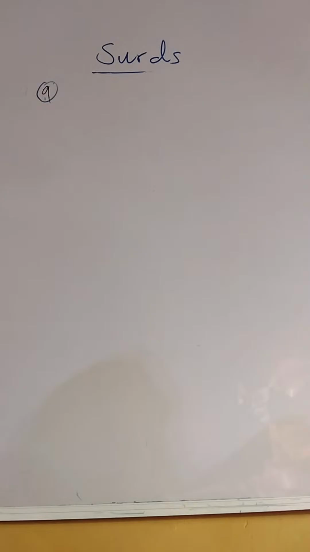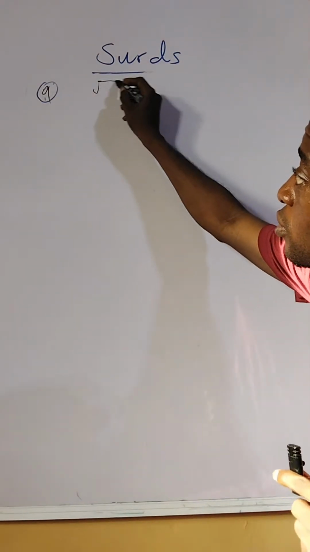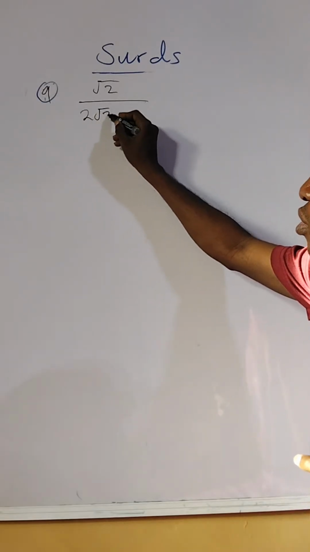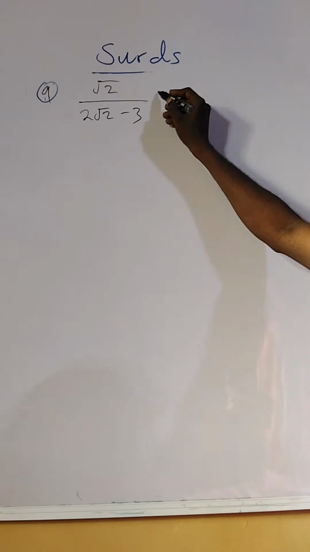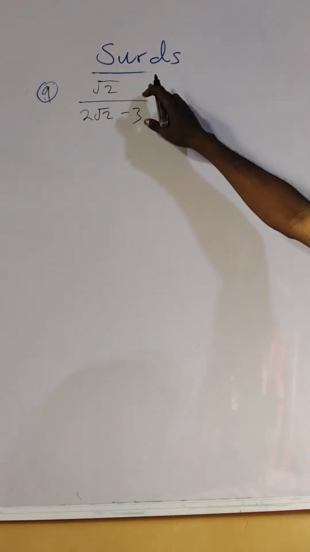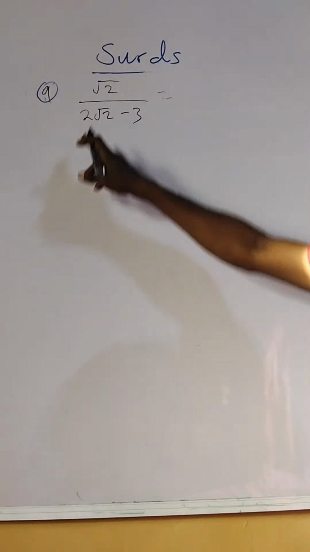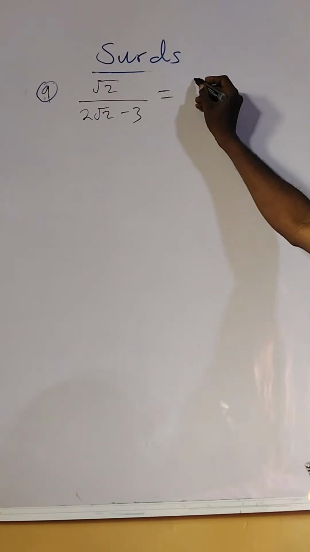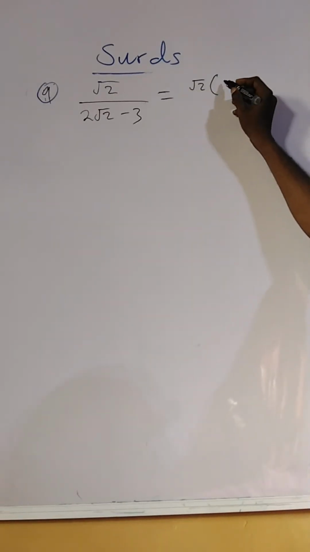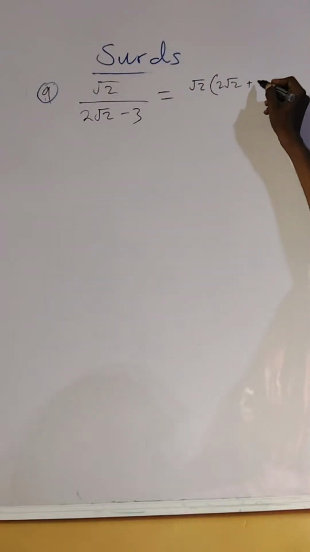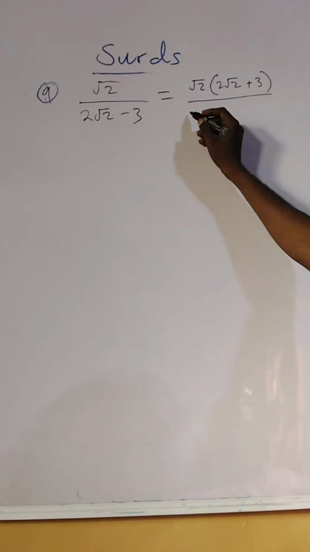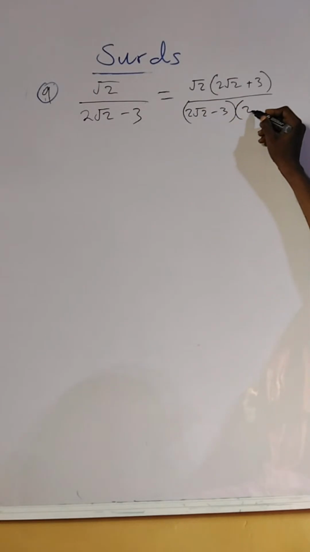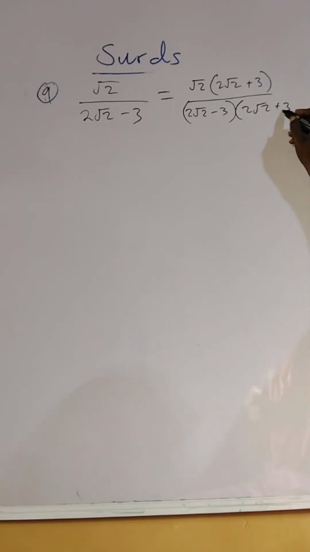Root 2 divided by 2 root 2 minus 3. Also, we rationalize this, multiplying the numbers here by the conjugate of the denominator. So what we have up becomes root 2 multiplied by the conjugate, that's root 2 plus 3, then divided by 2 root 2 minus 3 times 2 root 2 plus 3.